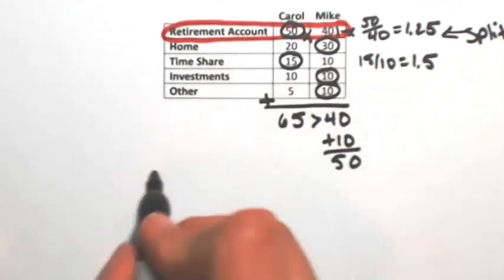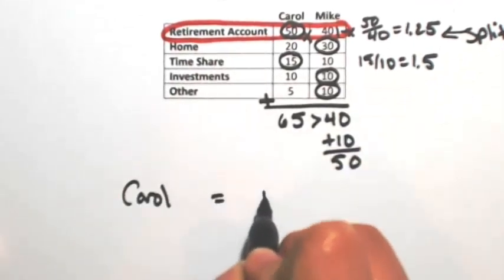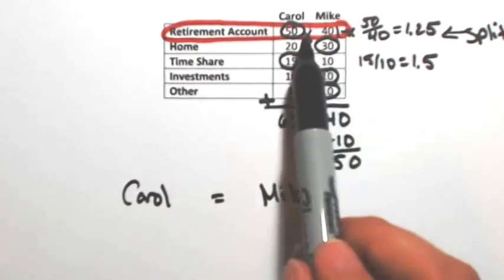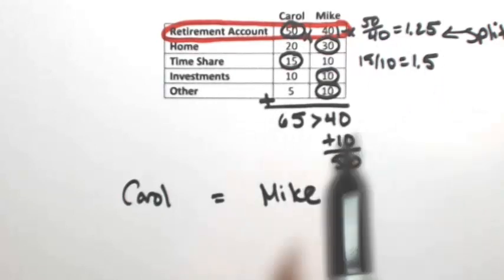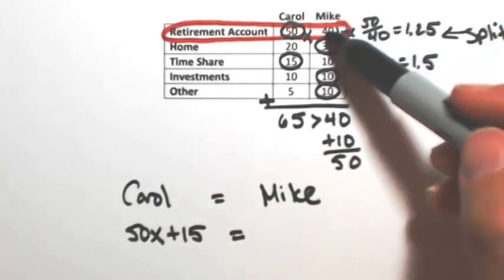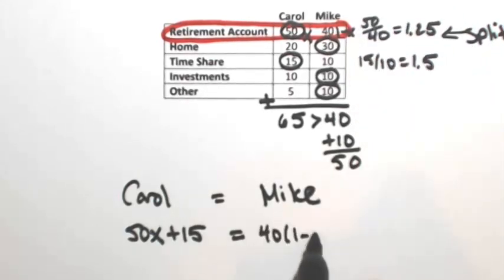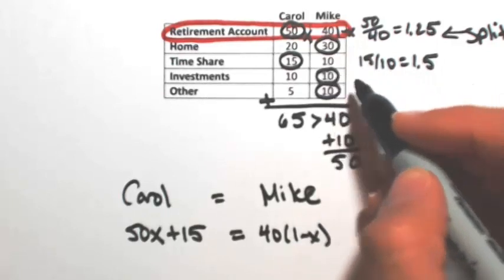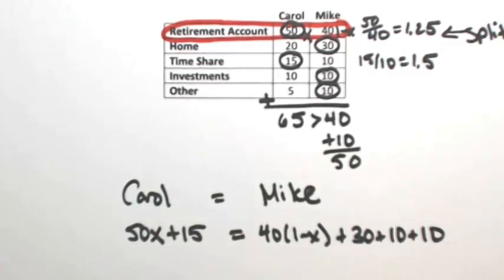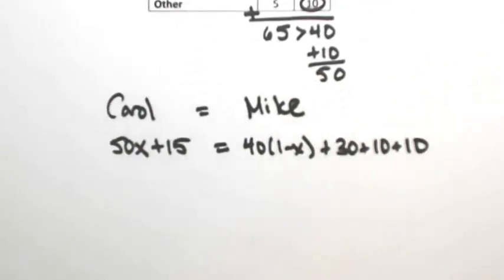So now we're going to set up an equation where Carol needs to equal Mike so that this is fair. So in her column, we have 50 times X plus the 15. So that needs to equal Mike, which is 40 times 1 minus X plus the 30 plus the 10 plus the 10. Okay, so that's the hardest part of the problem, is figuring out that equation. So now that we have the equation, we just go through and solve.